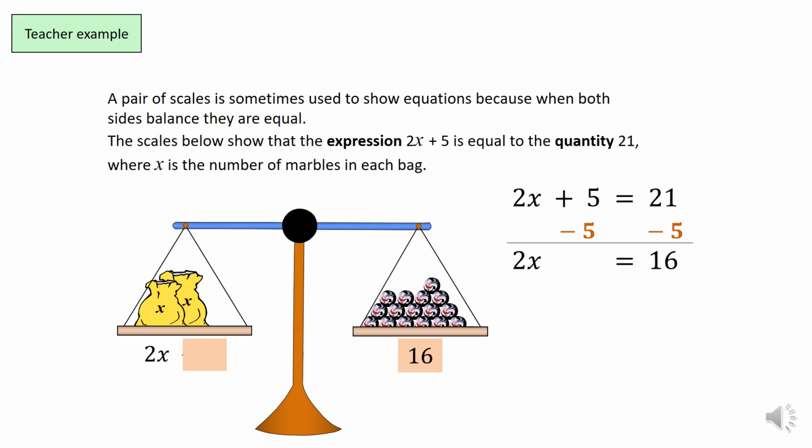Now, similar to the last task we just did, we know what to do now, but I'm going to explain, as this is my example to explain to you. So we know that 2x equals 16. And how many x's are there? There's 2 x's, so we must now divide by 2.